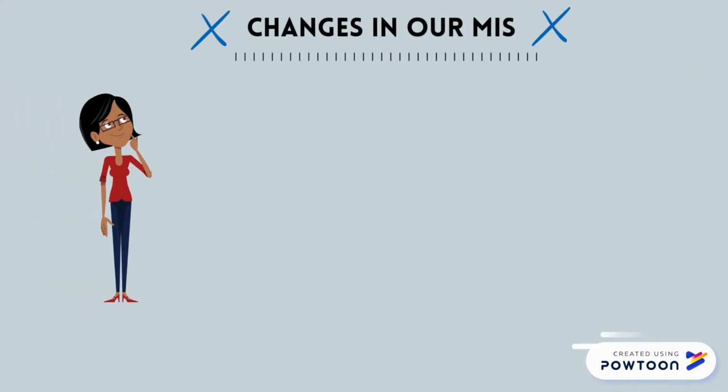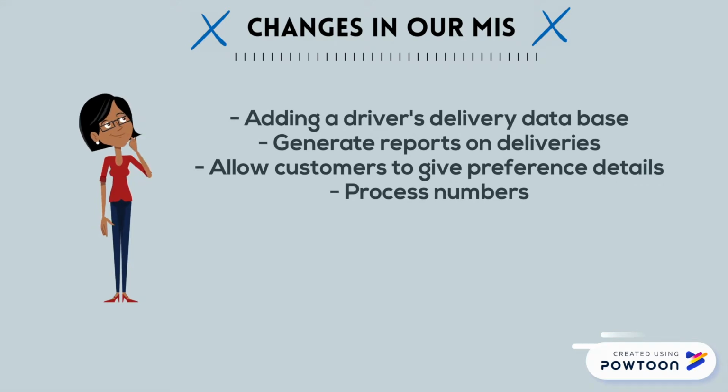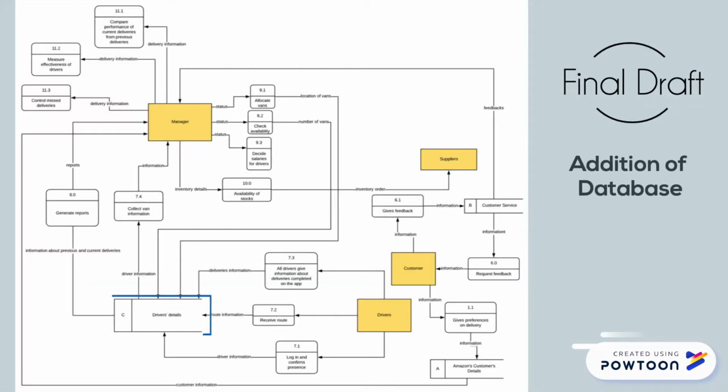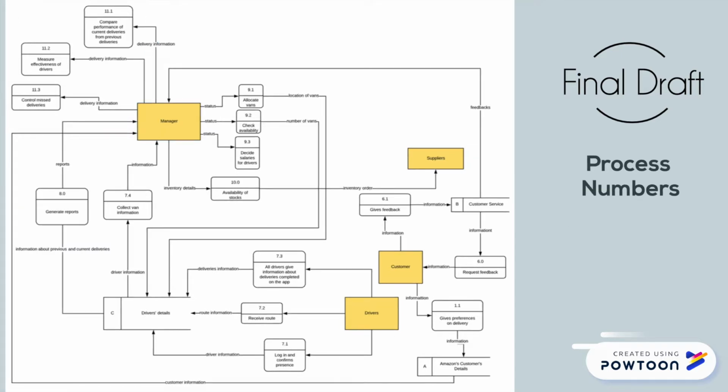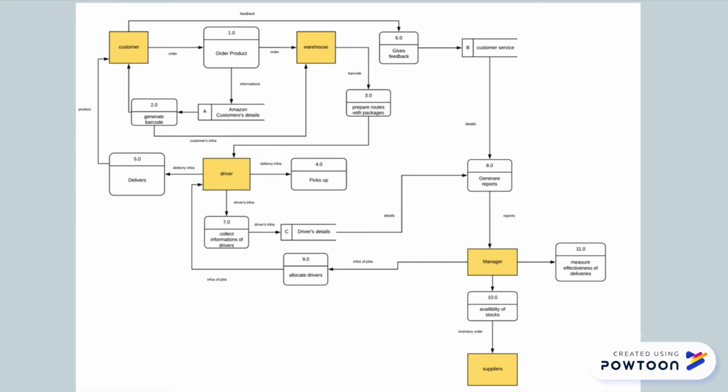Other than the TPS, we also made changes to our MIS throughout the weeks. These included adding a driver's delivery database, generating reports on deliveries, allowing customers to give preference details, and again, including process numbers. The new driver's delivery database stores all driver information alongside van information which go back to the manager. Delivery reports are generated for the manager to compare their effectiveness, and customers give preference to ensure for the package to arrive safely. Finally, similarly to the TPS, we added process numbers based on the order decided for the Level 1 DFD.